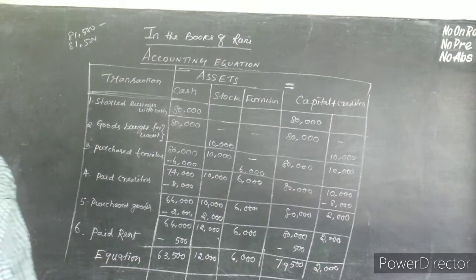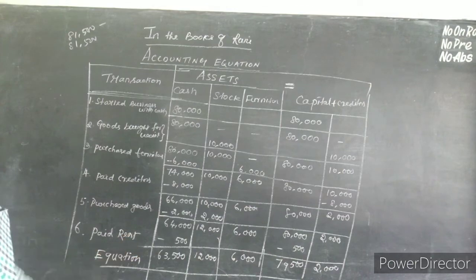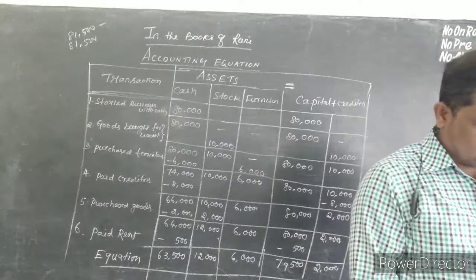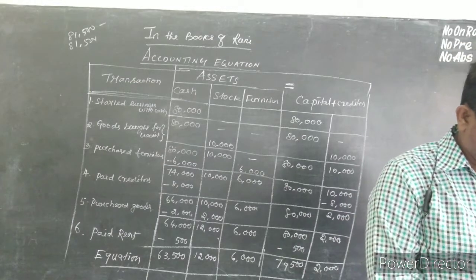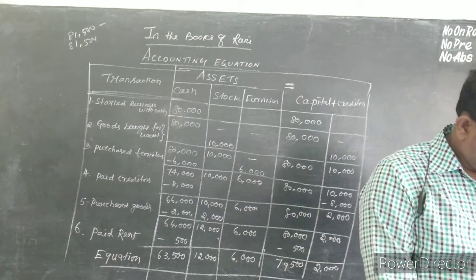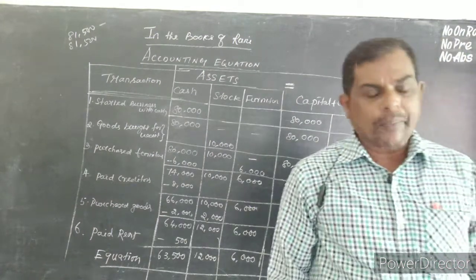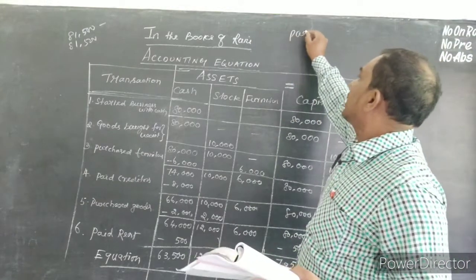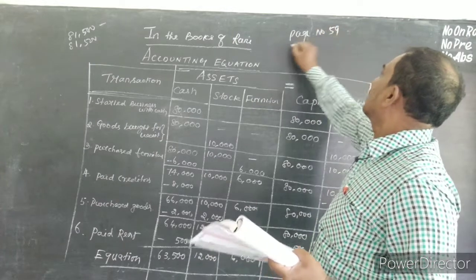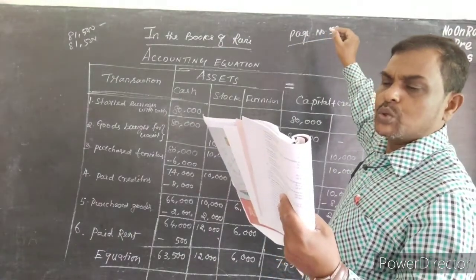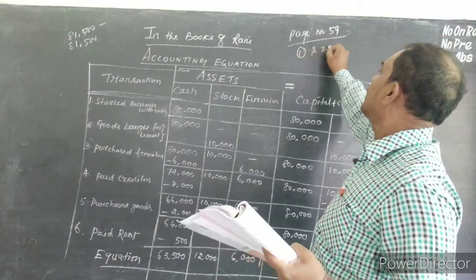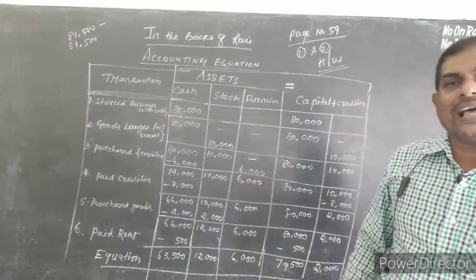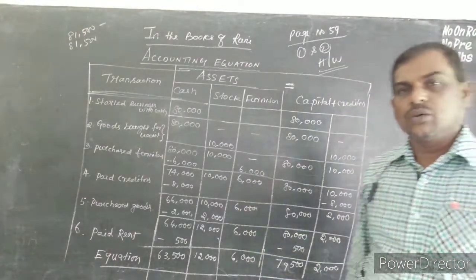This is for 3 mark or 5 mark sums. Please note it down carefully. I will give some sums as homework from our textbook. Come to the new textbook, page number 59. Question number 1 and 2 is homework. Do the homework and submit your classwork to our school office. Okay. Thank you.